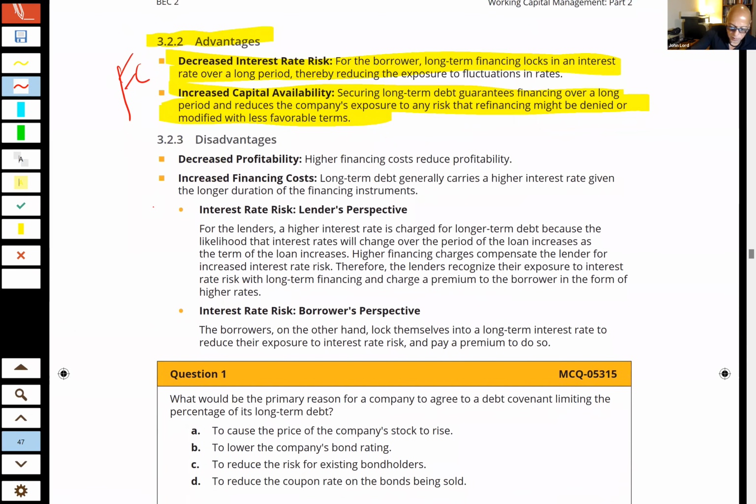Disadvantage, decreased profitability because we're paying higher interest. Increased financing costs, okay, because we have the higher interest. Okay, now from the I think that's enough.